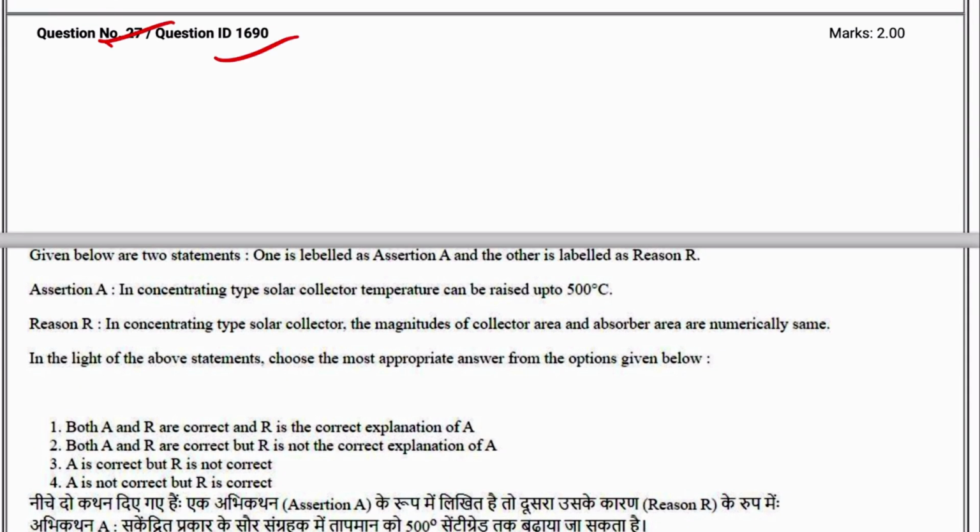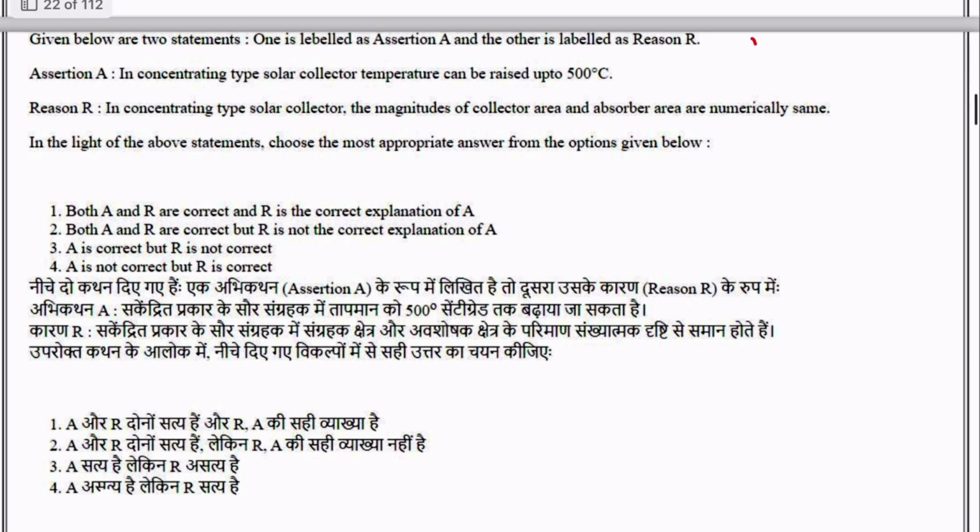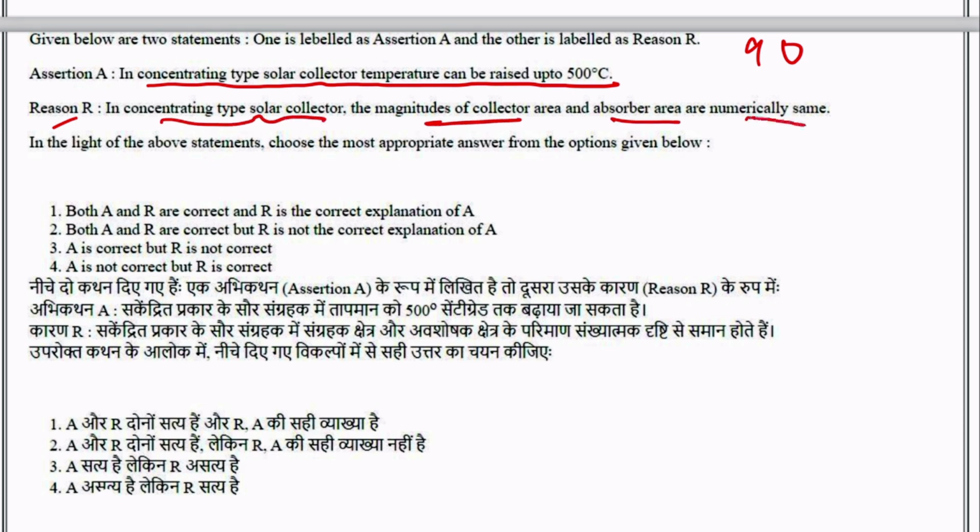Next is question number 90. In concentrating type solar collector, temperature can be raised up to 500 degrees Celsius. Reason is, in concentrating type solar collector, the magnitude of collector area and absorber area are numerically same. Now only a scientist can answer this. I know the answer for this from the answer key itself. So A is correct, R is not correct. 3 is the answer.